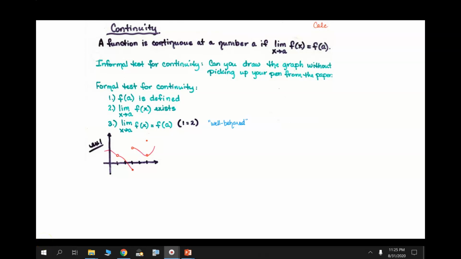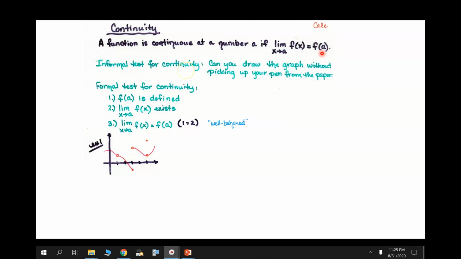Discontinuity is one of the most important concepts in calculus. A function is continuous at a number a if the limit as x approaches a of the function is equal to f of a. Okay, what does that mean? Well, we're going to look at that definition in detail in just a moment, but let's have a practical, informal way that you can tell whether something is continuous or not.